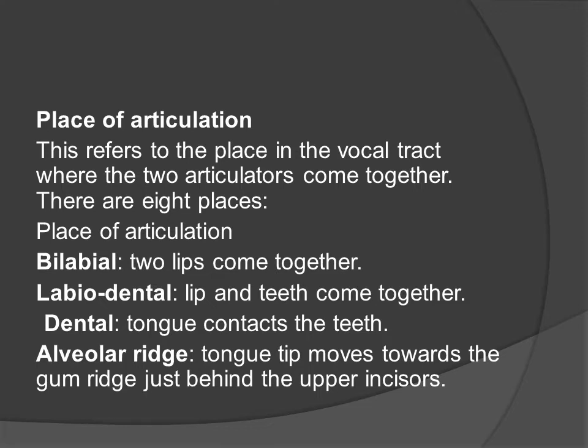The place of articulation bilabial, two lips come together. لازم نعرف إحنا شنو هذه الأصوات اللي two lips come together. P and B. This is bilabial. Labiodental, lip and teeth come together. When I produce any sound, I can feel that the lip and teeth come together. This is called labiodental.